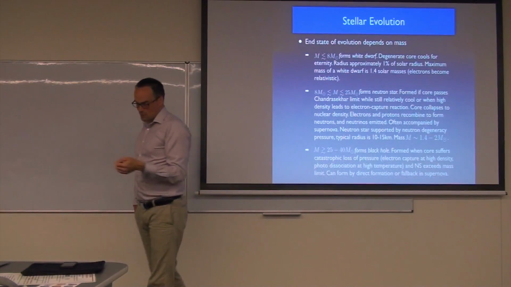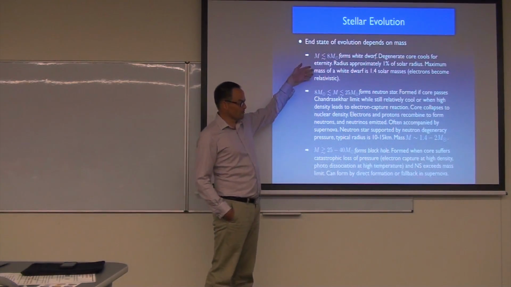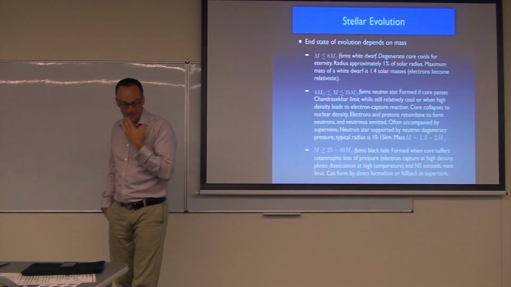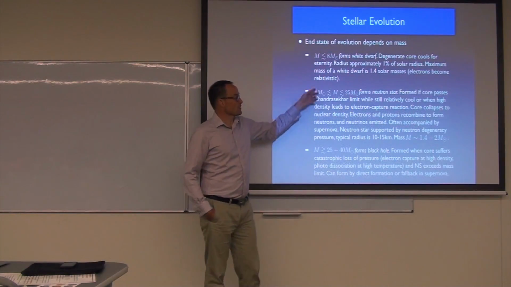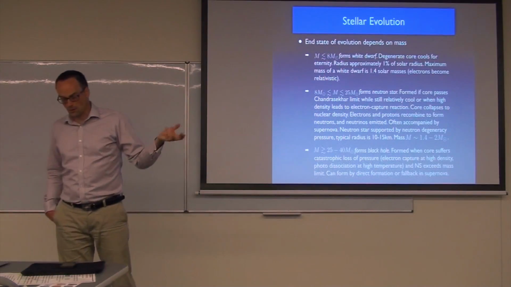Okay, now neutron stars are also supported by degeneracy pressure. It's now neutron degeneracy pressure rather than electron degeneracy pressure. These are much smaller than white dwarfs. They're typically 10 kilometers across as opposed to 10,000, which is the normal size of a white dwarf with the mass of the Sun.